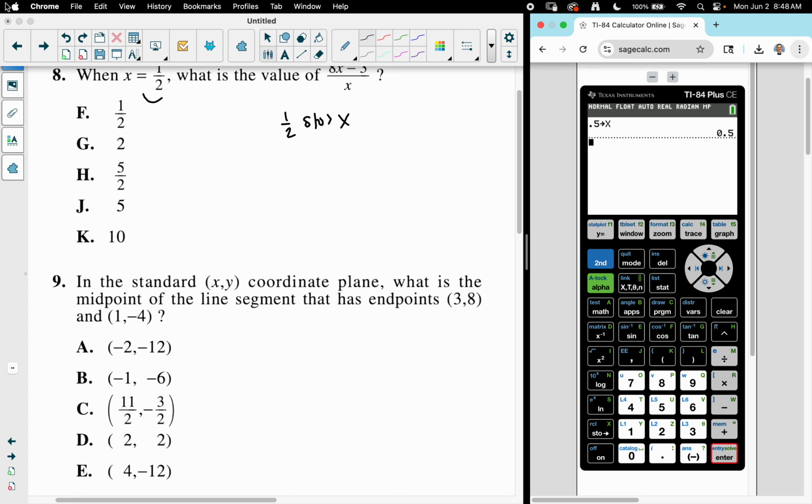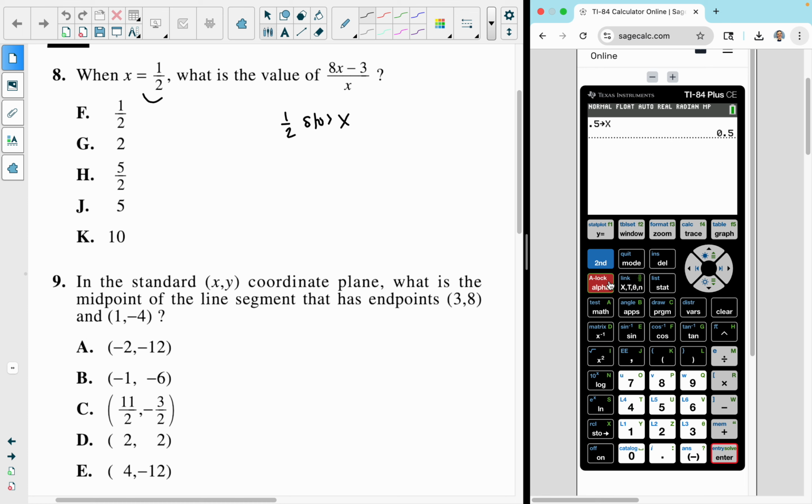Now I have a fraction, and this calculator allows me to write a fraction. I'll do alpha, and then this link. It says a little green numerator over denominator, and it actually makes a numerator and a denominator. So my numerator is 8x minus 3, and then for my denominator, I'll press the right arrow key to get to the denominator. I'll just type in x. I'll press enter. I get 2. The answer is 2.